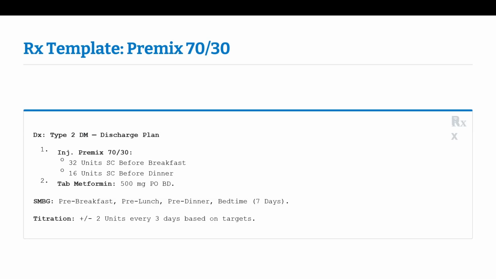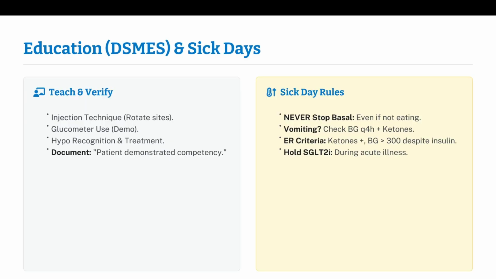So when the patient is being discharged with premix insulin, that is the type 2 DM discharge plan, you can give injection premix, that is Mixtard or Novomix or Rhizodec, whichever. You can give 32 units subcutaneous before breakfast and 16 units subcutaneous before dinner. Also give tablet metformin as required. Ensure to monitor blood glucose at pre-breakfast, pre-lunch, pre-dinner, and bedtime for 7 days. Titration: you can titrate plus or minus 2 units every 3 days based on the symptoms.